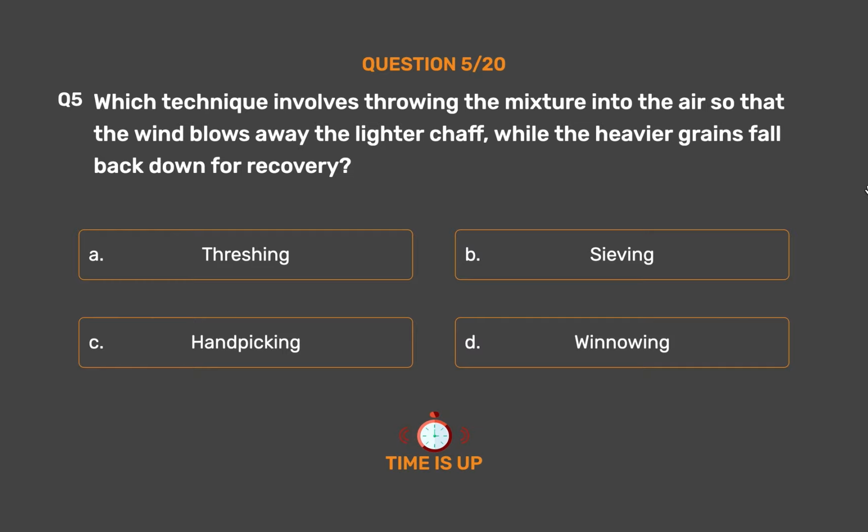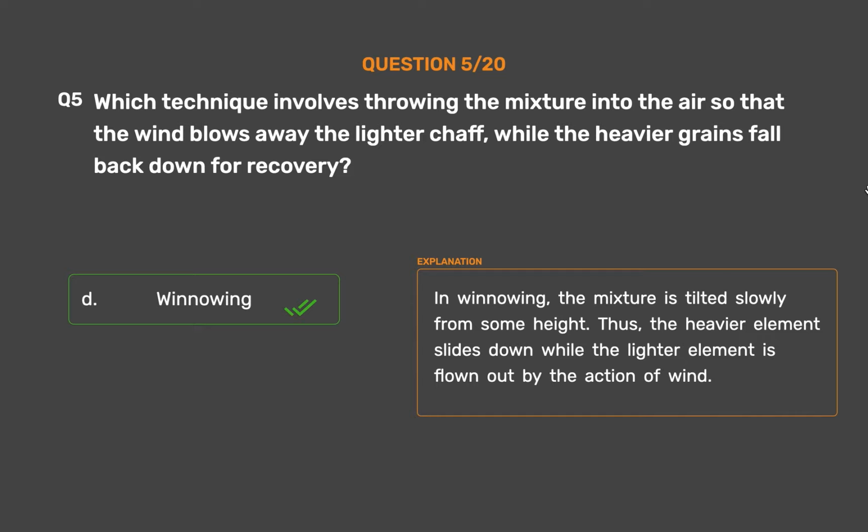The correct answer is Option D. Winnowing. In winnowing, the mixture is tilted slowly from some height. Thus, the heavier element slides down while the lighter element is blown out by the action of wind.